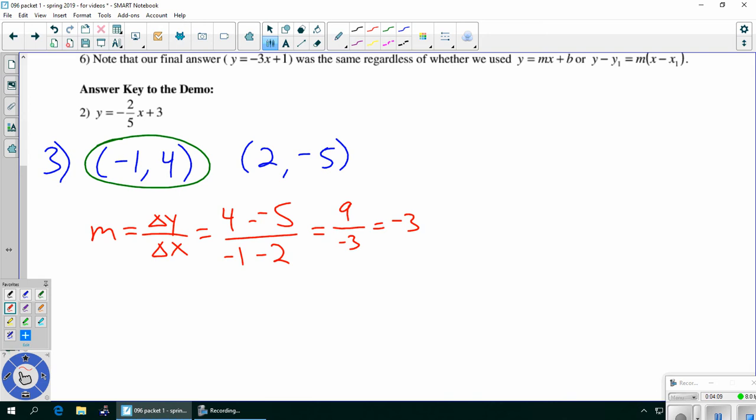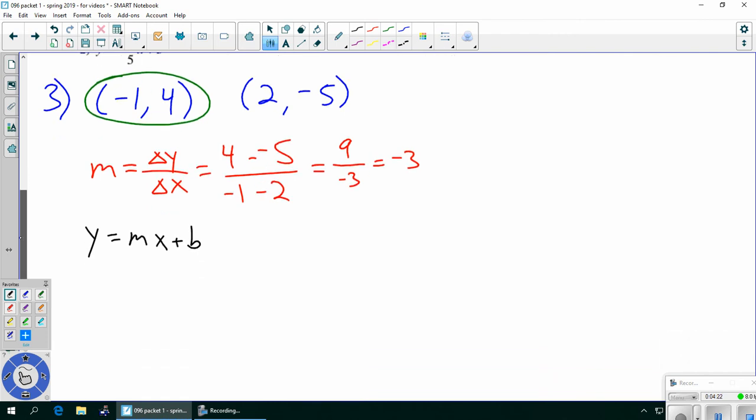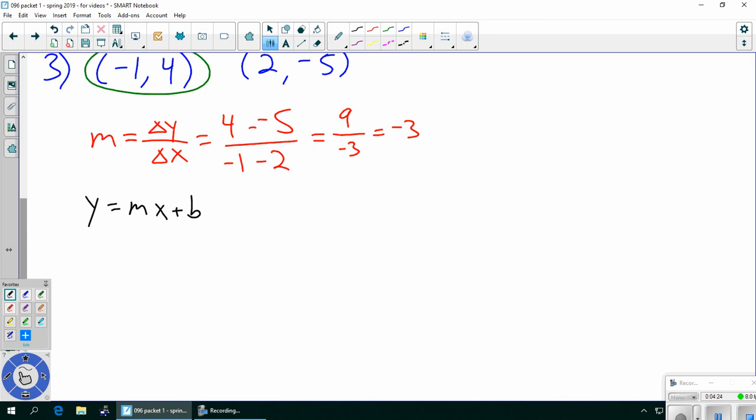Next thing we're going to do is copy our new best friend of an equation, y equals mx plus b. And we'll use that extensively today and for a while in this class. Then we're going to make one change and one change only: change the m to the number that we just calculated. Y equals negative 3x plus b. So only one thing changed. And we're going to come back to this equation.